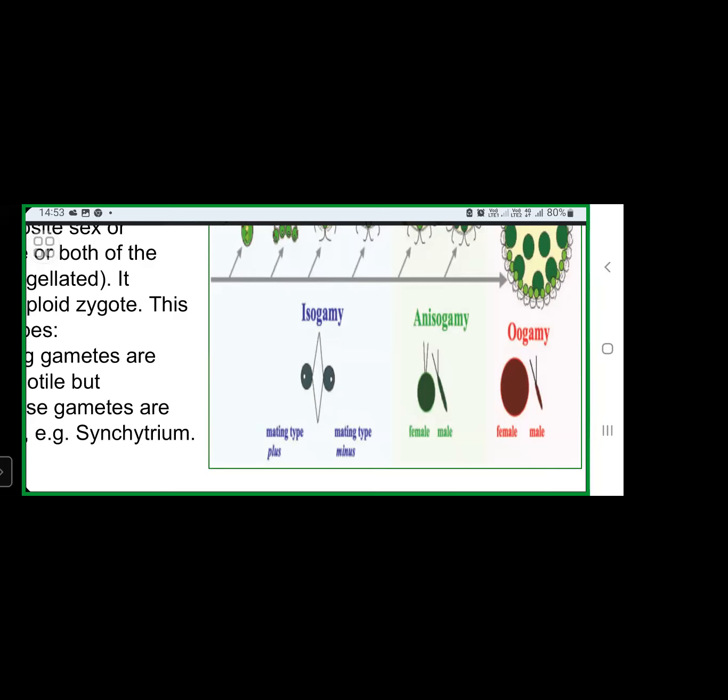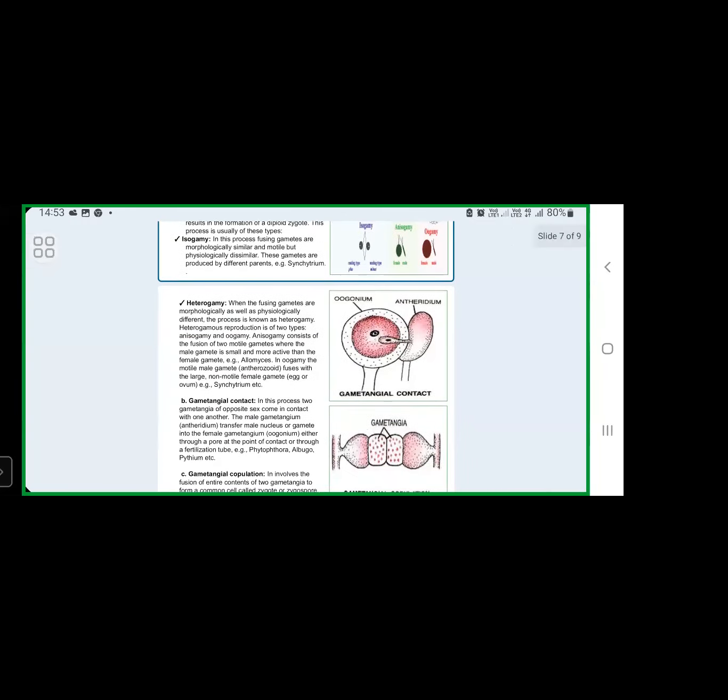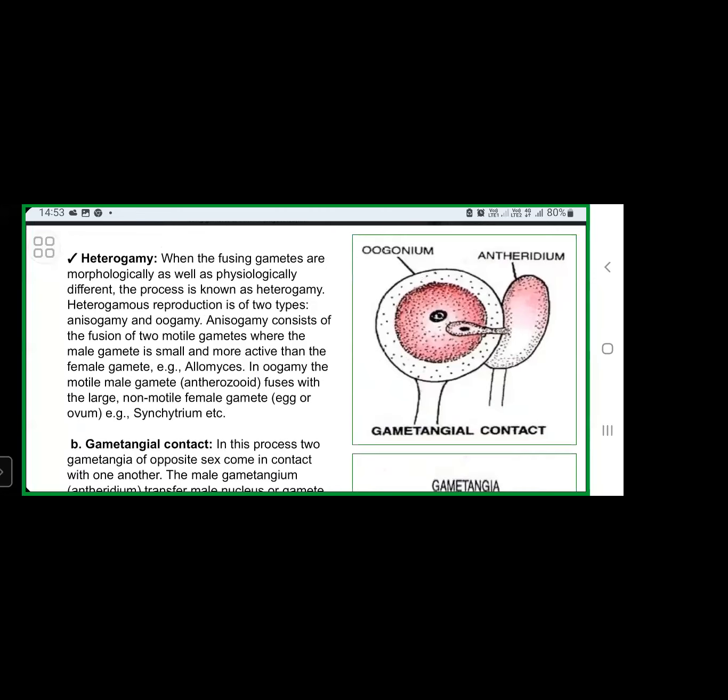So the male gamete, which is small in size, is called antherozoid. And the female gamete, which is large in size and non-motile, is called egg or ovum. You will see this kind of oogamous type of reproduction in Sycettium. This is about planogametic fusion. This kind of sexual reproduction is called planogametic type.